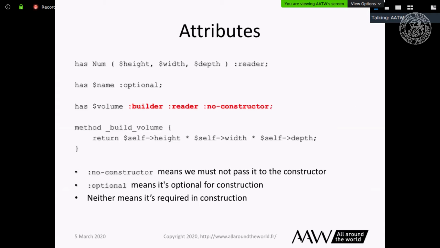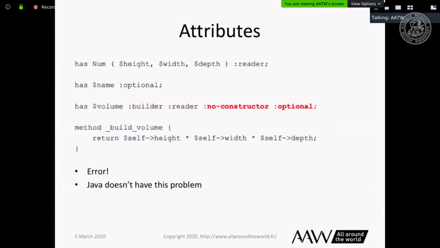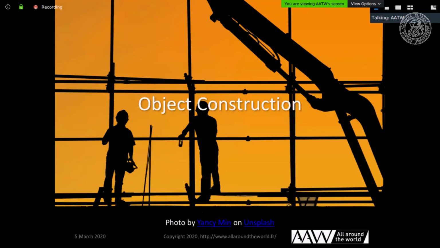In this case, no constructor means we shouldn't pass it in the constructor. We could also pass in optional, which means it's optional for the constructor. And having neither of those means that it's required in construction, but we might put in a required attribute. But this is actually getting kind of ugly. And passing in both no constructor and optional, that would be an error. Why doesn't Java have this problem? Why don't a lot of other languages have issues with object construction and figuring out what args get passed? So we're going to take a look at object construction real quick so you can see exactly what we're missing.